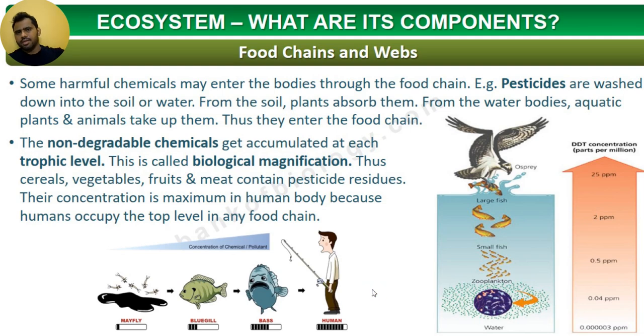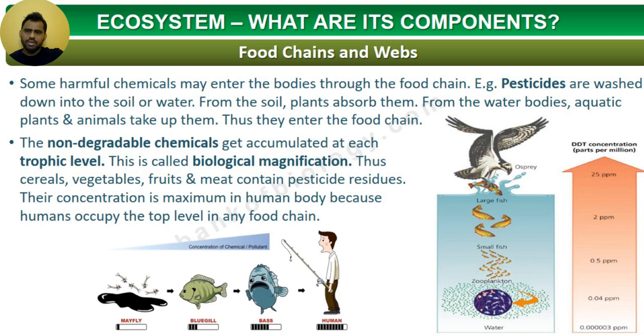Now let's try to understand how some harmful chemicals may enter the bodies through the food chain, like pesticides. What are pesticides? Pesticides are washed down into the soil or water. From the soil, plants absorb them. From the water bodies, aquatic plants and animals take them up. Thus, they enter the food chain, right?